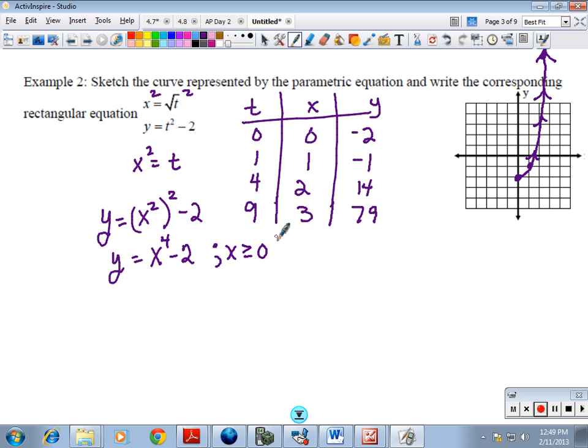Why would I do that? Well, because here, is there anything that you can put in here that would give you a number that is negative? You can't put in any negative values. T has to be greater than or equal to 0. Therefore, x must be greater than or equal to 0. Another reason we didn't choose any negative t's is, can we take the square root of negative 1? Well, no, that's going to be undefined. So we have to put a domain restriction on it.